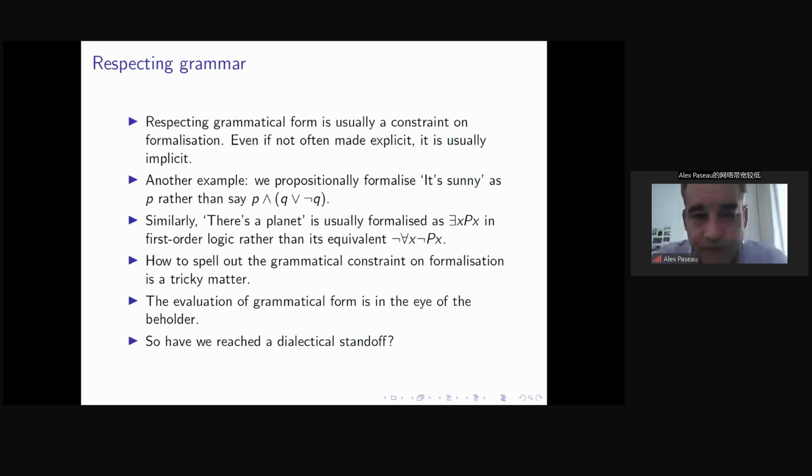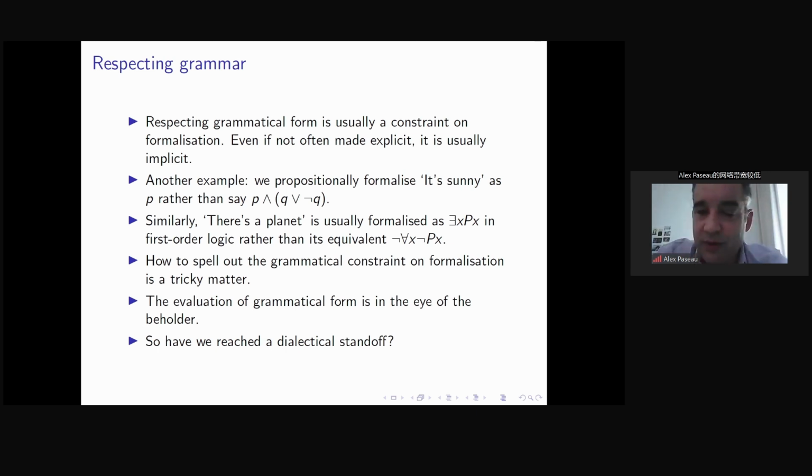Let's elaborate on the earlier remarks about the grammatical criteria. Respecting grammatical form is usually a constraint on formalization. Even if it's not made explicit, it's usually implicit. To give an example similar to the one I gave earlier, we propositionally formalize 'it's sunny' as P rather than, say, P and Q or not Q, which is logically equivalent to it. Because what we're trying to do is respect the grammatical form of 'it's sunny', and 'it's sunny' just does not have a conjunction or a disjunction or a negation in any shape or form, it seems.